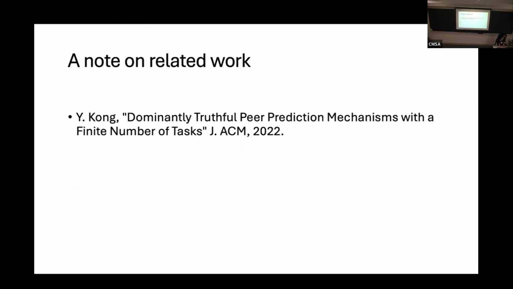Okay, so I want to say something about the related work. This work is actually inspired by the paper here, which is an economic mechanism. It's called a peer prediction mechanism that was designed to try to incentivize an individual to truthfully report their information. So this is a setting about reporting their private information.